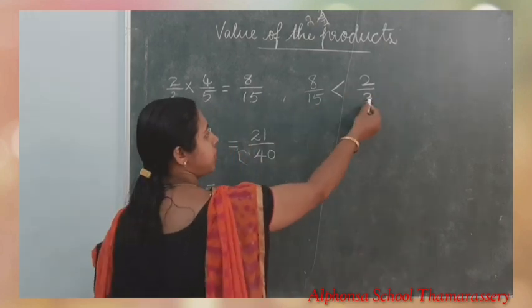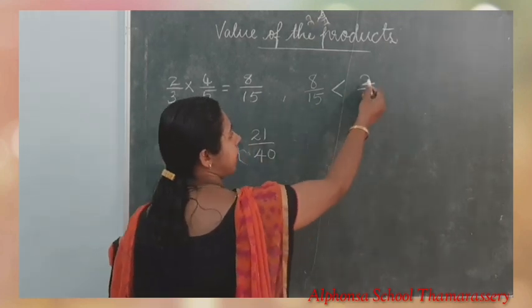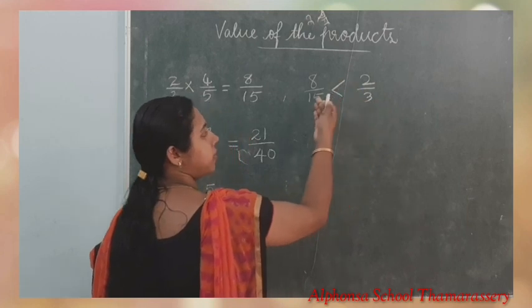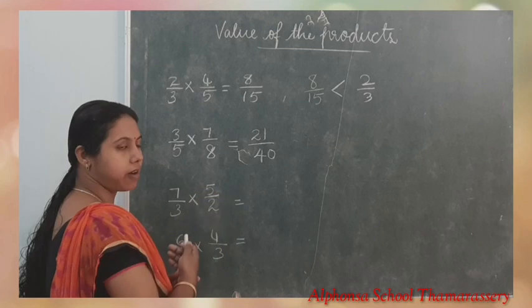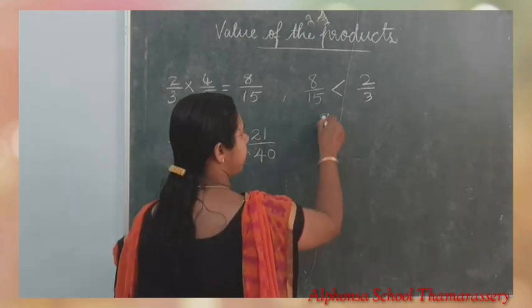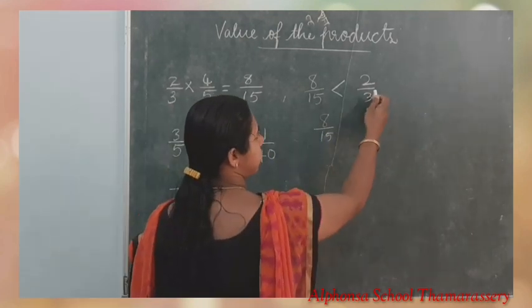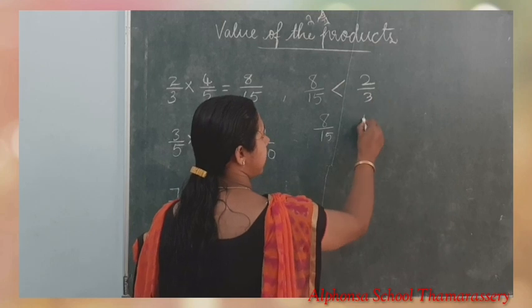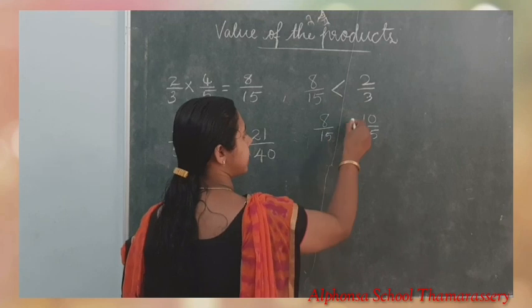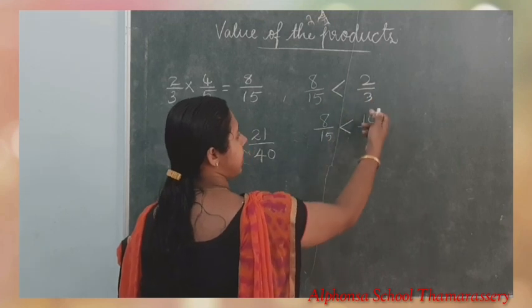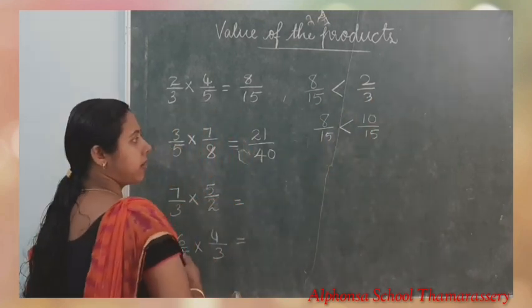When you compare these two fractions, you have to write 2 by 3 in the equivalent form. Then it will be, here, multiply by 5, so it will be 10 by 15. When you compare these two fractions, you can see that 10 by 15, that is 2 by 3, is greater.